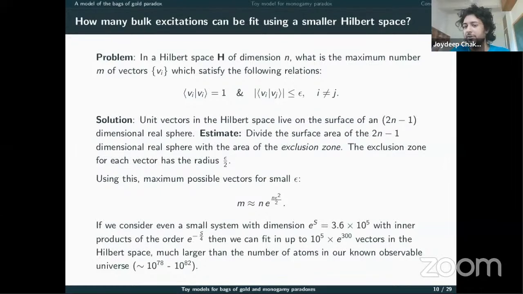And so we are dividing the surface area of this 2n minus 1 dimensional real sphere by the area of this exclusion zone, and using this we can find that the maximum possible number of vectors for a small epsilon goes something like n times e to the power n epsilon square by 2, which is really a very large number. And this is how we think that all these bulk excitations are really encoded in a smaller Hilbert space, and this is why we think that the entropy is really correctly counted by the Bekenstein-Hawking entropy. But using semi-classical effective field theory, we seemingly have a larger entropy than the Bekenstein-Hawking entropy.